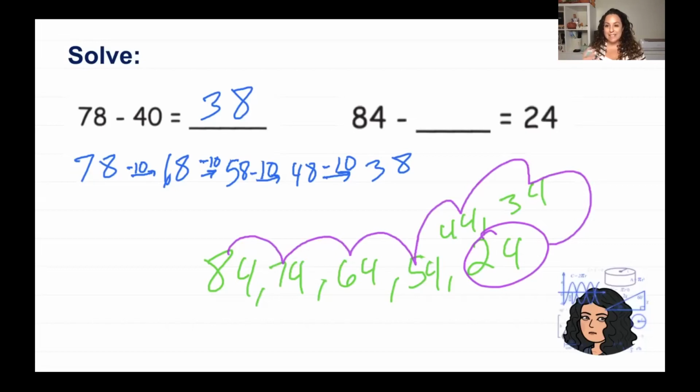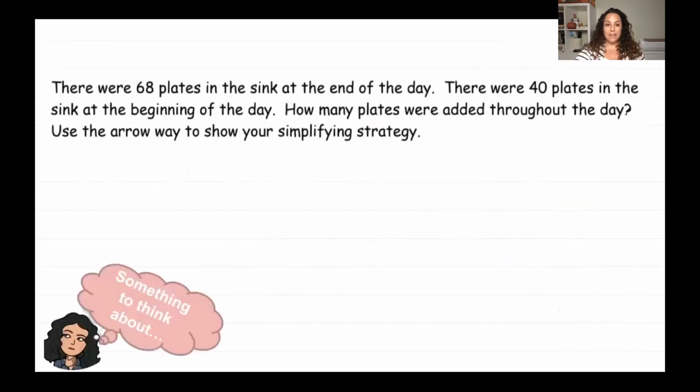Sometimes math is messy and you go around, but that would be 84 take away 60 equals 24. Okay, so let's keep going. All right, finally I have a story problem. There were 68 plates in the sink at the end of the day. There were 40 plates in the sink at the beginning of the day. How many plates were added throughout the day? Use the arrow way to show your simplifying strategy.